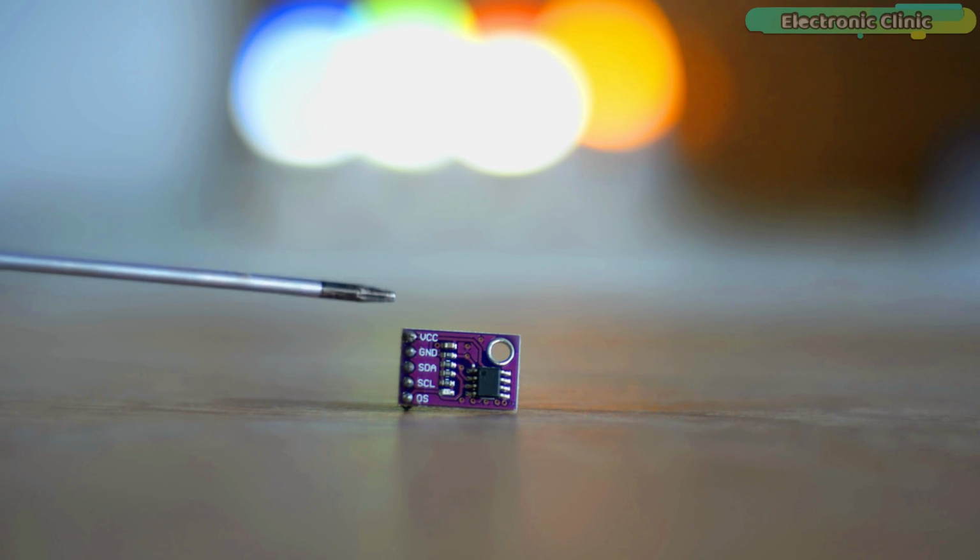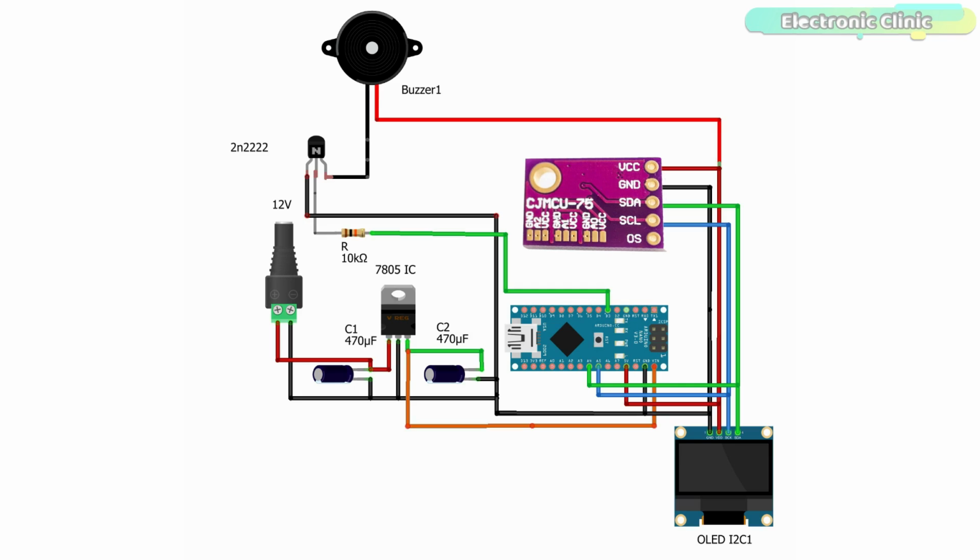Now let's take a look at the circuit diagram. The SCL and SDA pins of the LM75A temperature sensor and OLED display module are connected together and then connected with the Arduino A5 and A4 pins. A5 is the SCL and A4 is the SDA, while the VCC and ground pins are connected with the Arduino 5-volt and ground pins.